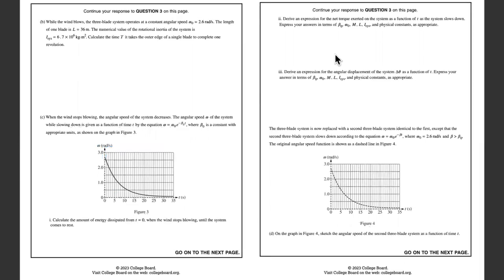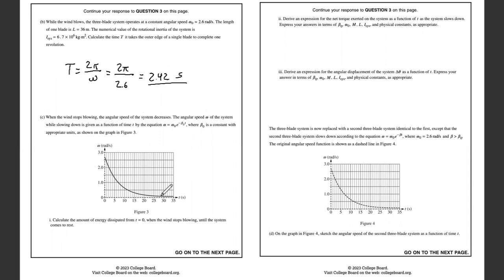While the wind blows, the 3-blade system operates at a constant angular speed, and we need to calculate the time to complete 1 revolution. Well, we have an equation for that on our equation sheet. It's just t is equal to 2 pi over omega. So in that case, it's going to be 2 pi over 2.6, which gives me an answer of 2.42 seconds.